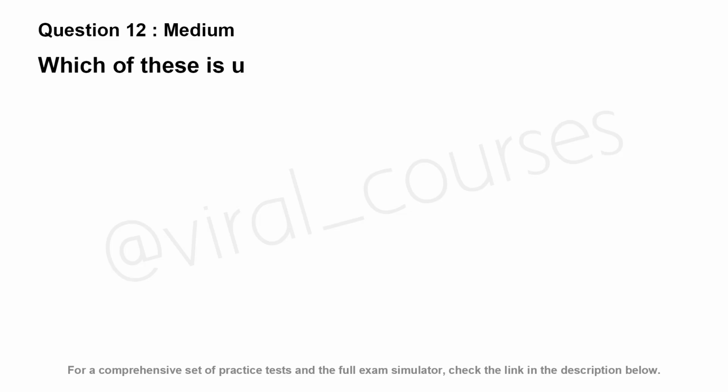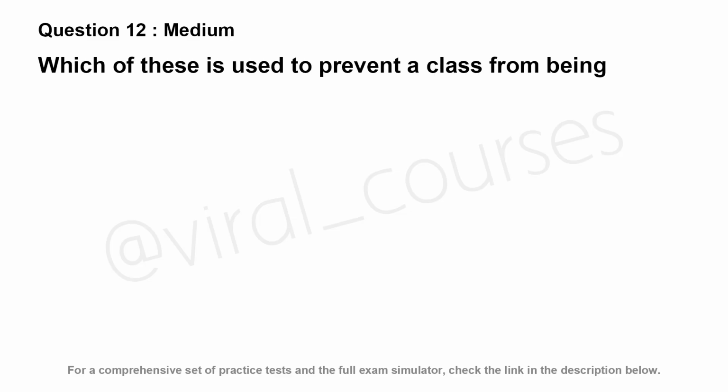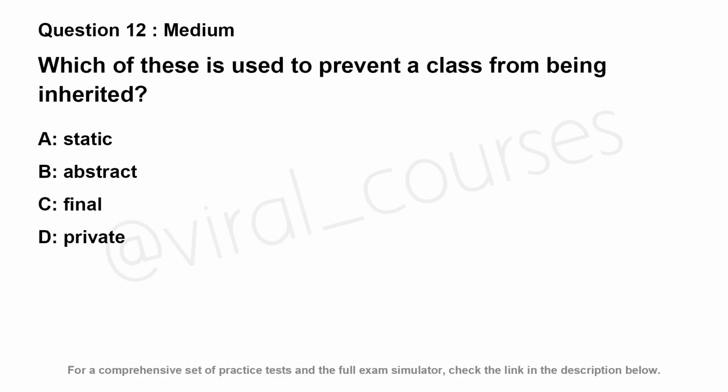Which of these is used to prevent a class from being inherited? Option A, static. Option B, abstract. Option C, final. Option D, private.